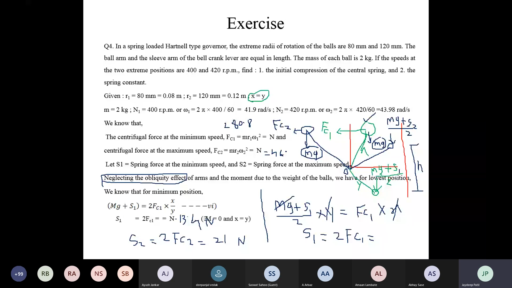Then how did this 280 come? FC1 is 280, is that correct? Yes sir. And this FC2 is 460.42. 460 correct, 460 point something. Now you have to calculate this S1.